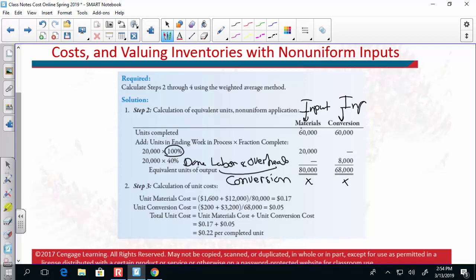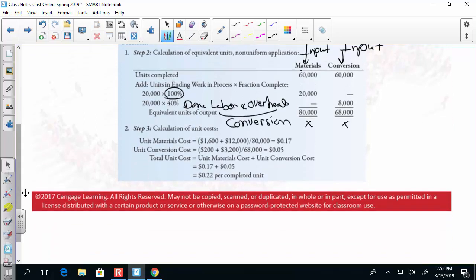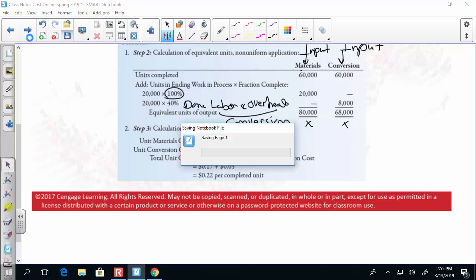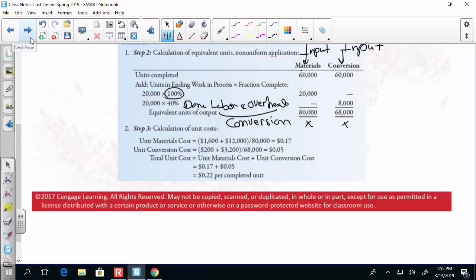This is that non-uniform process here. And then obviously we have to calculate separate cost per equivalent units for each input, and then add the two together to get a cost per equivalent unit. So it becomes a lot more complex, a lot more computation to do the non-uniform input measurement.